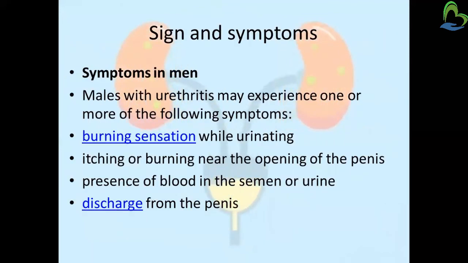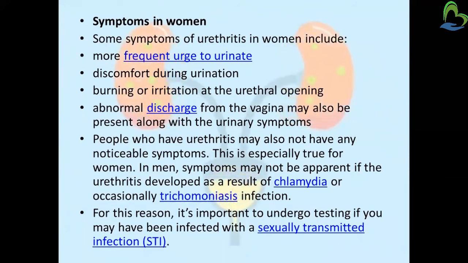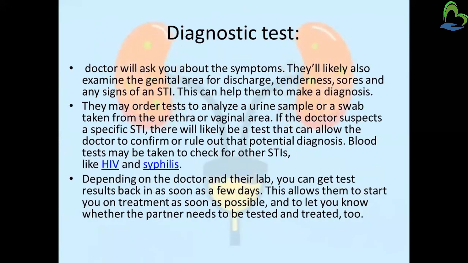Then signs and symptoms. In men: a burning sensation, itching, burning, and the presence of blood in the semen or urine, or discharge from the penis. These are all the symptoms. In women: more frequent urge to urinate, discomfort during urination, burning sensation, irritation, abnormal discharge from the vagina, and the STI. These are all the signs and symptoms.